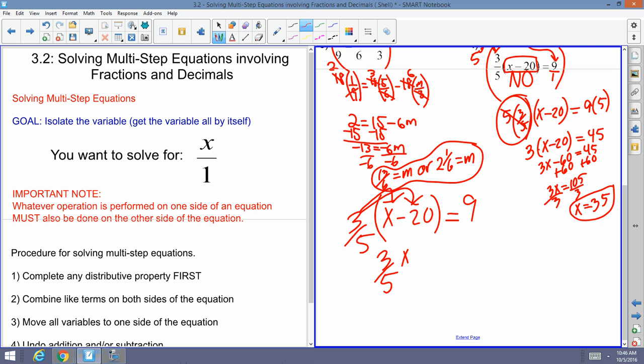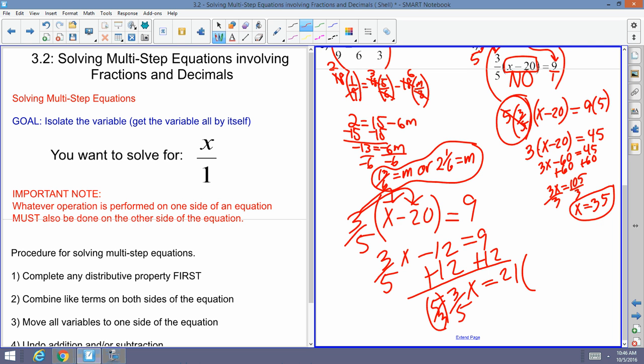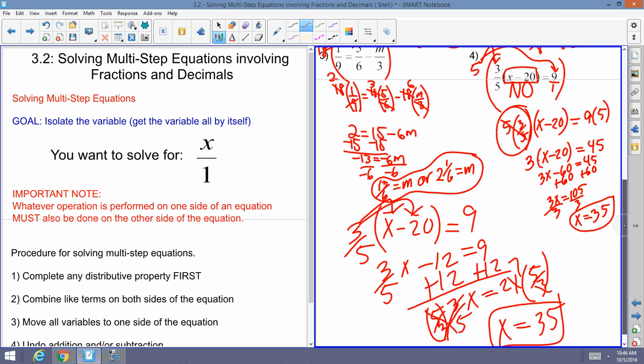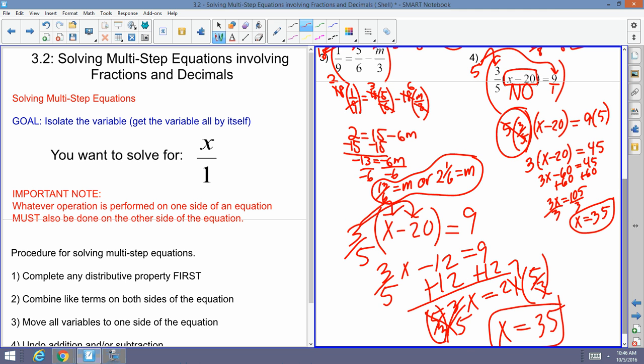3/5 times 20 is negative 60 over 5, which is negative 12, equals 9. Then I add the 12. Then I got 3/5 x equals 21. Then I multiply by 5/3. X equals 35 as well. Yes, the answer is yes. But I'm not trying to teach you this is the way you have to do it. This is just another way to help you out.